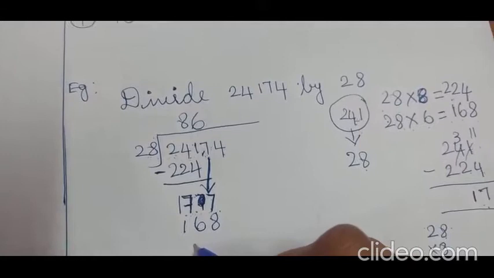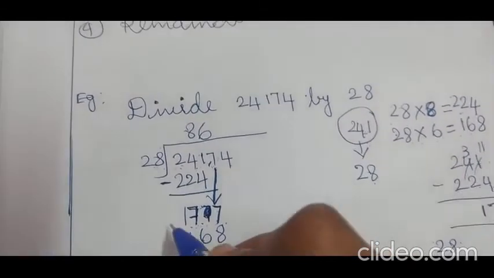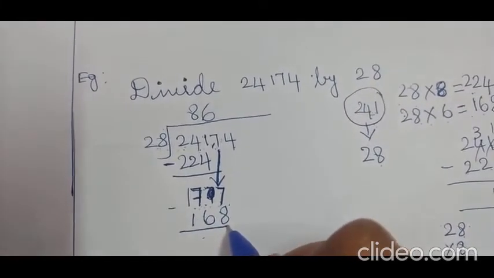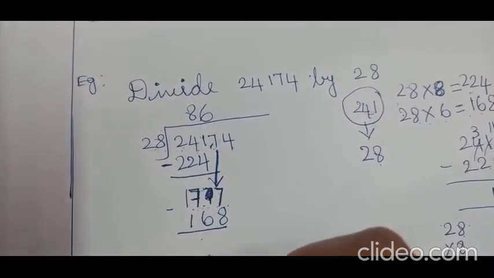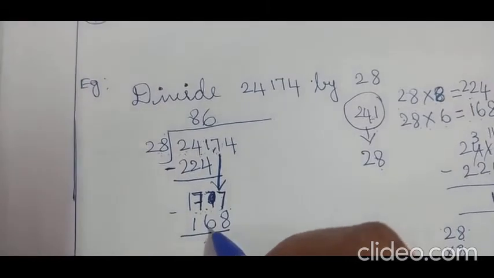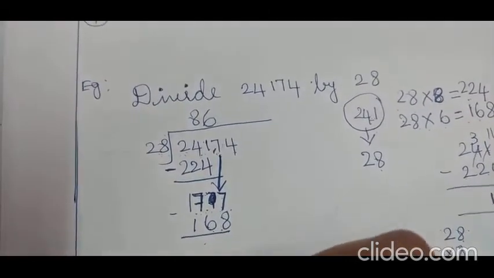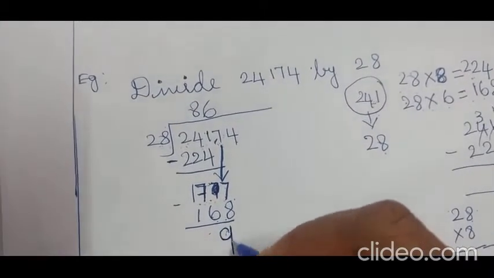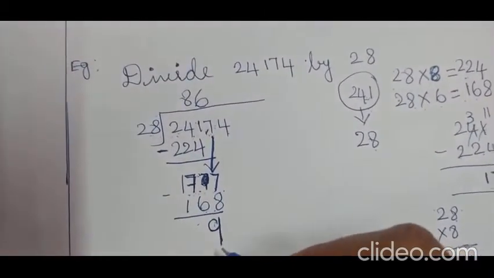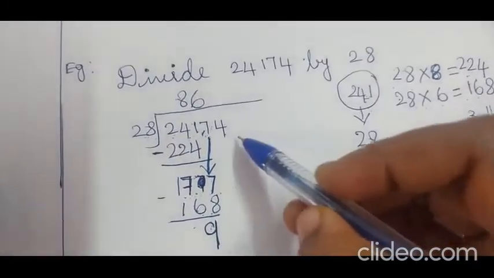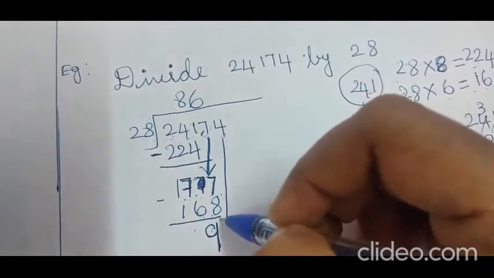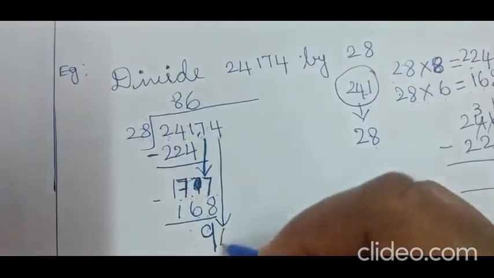And now in this stage what we have to do, as I have told you, minus it. If you minus 177 with 168, how much will become? 9. We'll get only 9. Got it? Now next we'll take the next number for dividing. Bring this number down, that is 4.